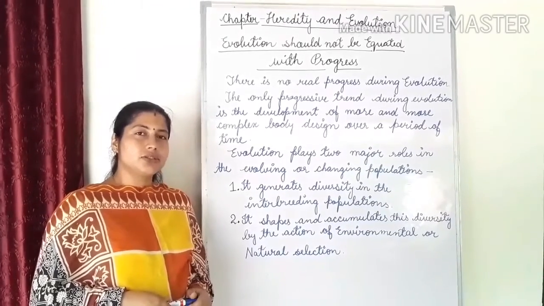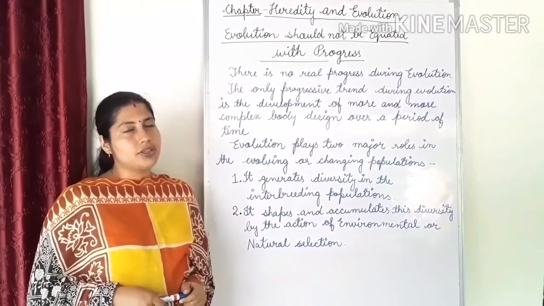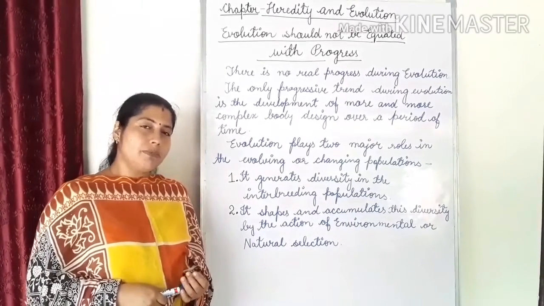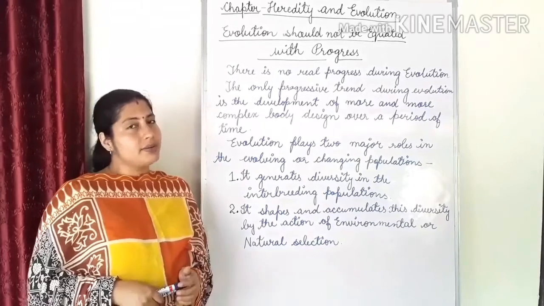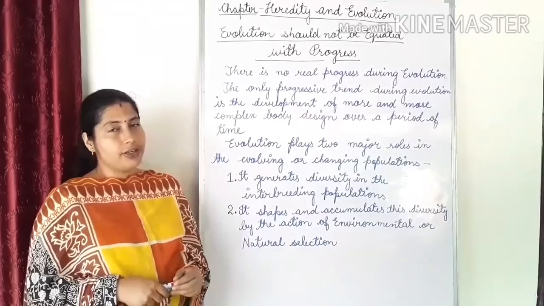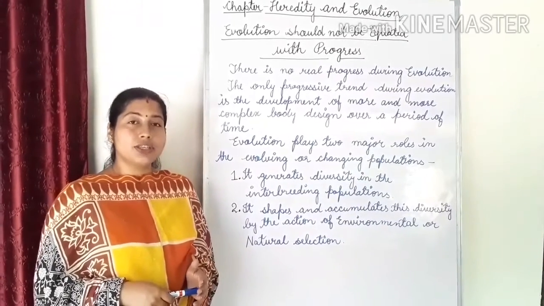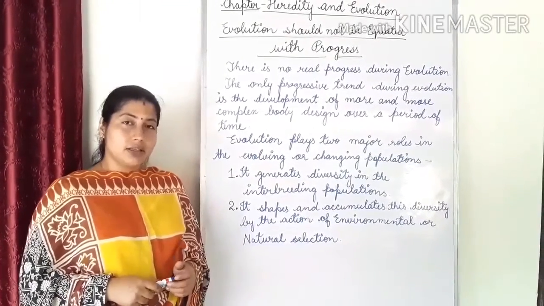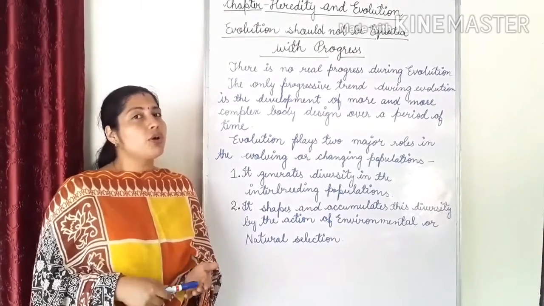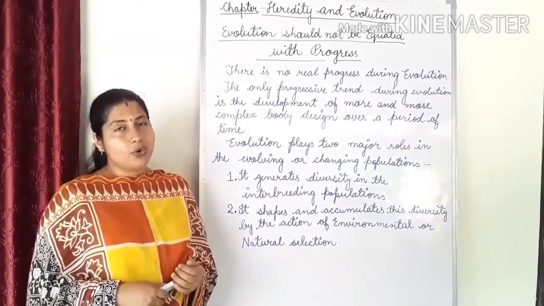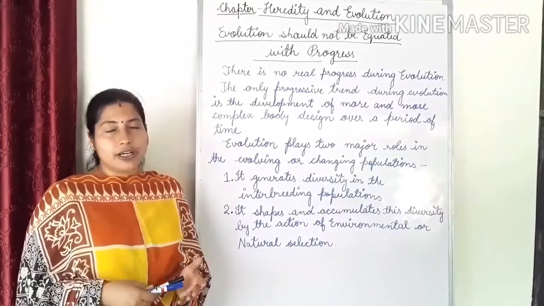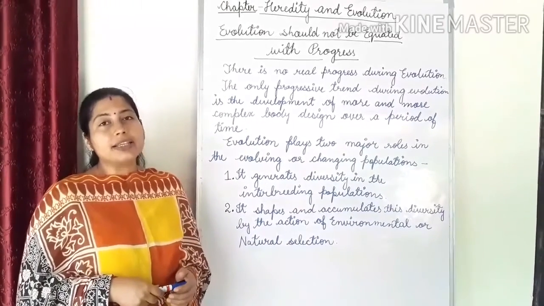Hello everyone. Today in Heredity and Evolution chapter we are going to discuss the topic: evolution should not be equated with progress. See, because they both are different terms. Evolution and progress, they both are different. Because there is no real progress during evolution. But the progressive trend during evolution is the development of more and more complex body design over a period of time. देखिए evolution में क्या होता है, more complex body design form होते हैं from the pre-existing ones.